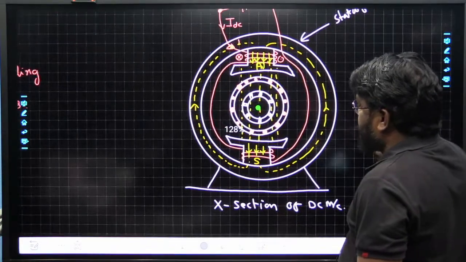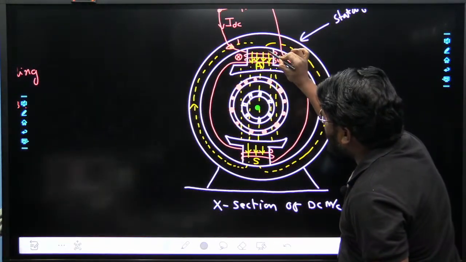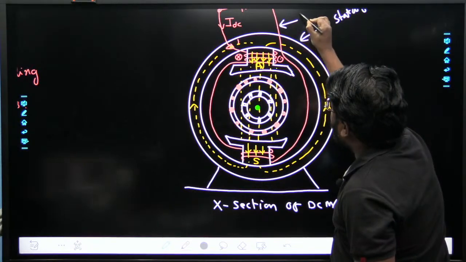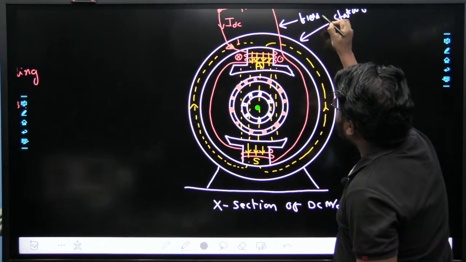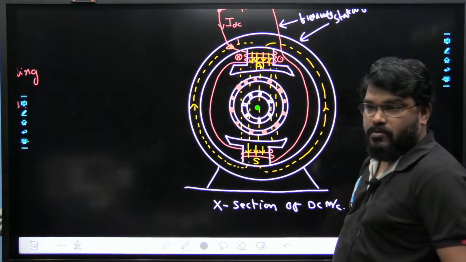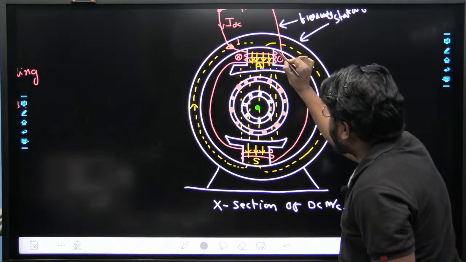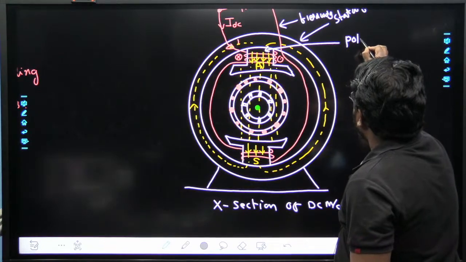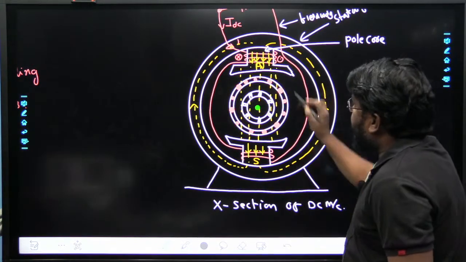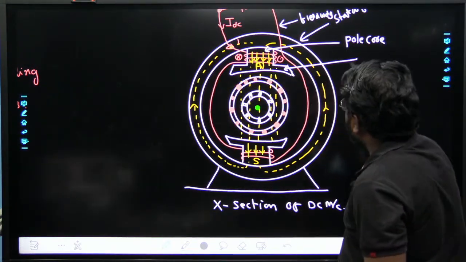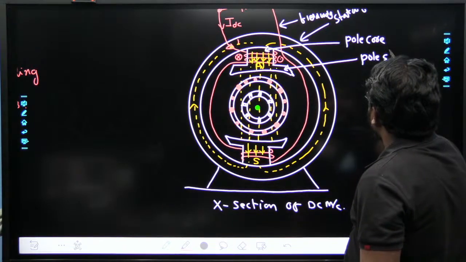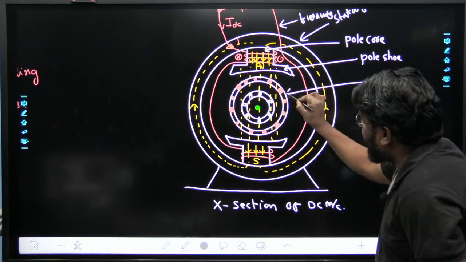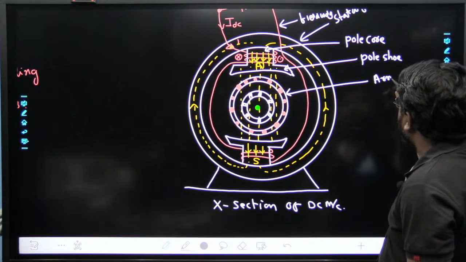Is this point clear to all of you? Now wherever we placed the winding here, you can treat this winding as the field winding of the machine. This pole structure is the pole core of the DC machine, and this one is the pole shoe of the machine. It is the pole shoe. And where is the armature core? This is the armature core of the machine.